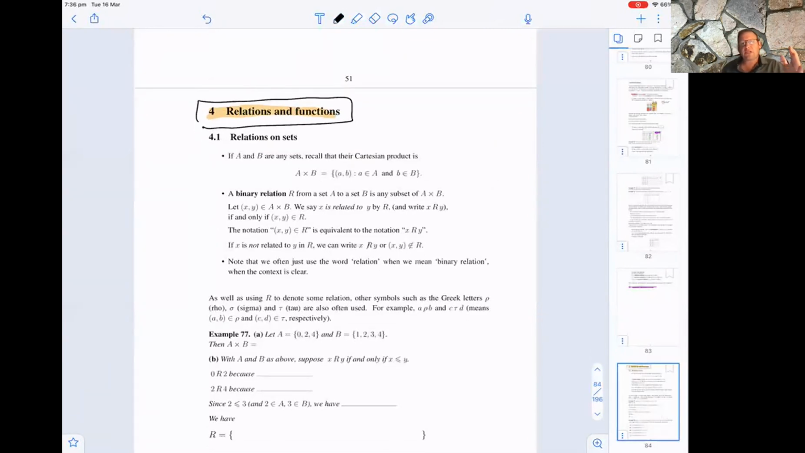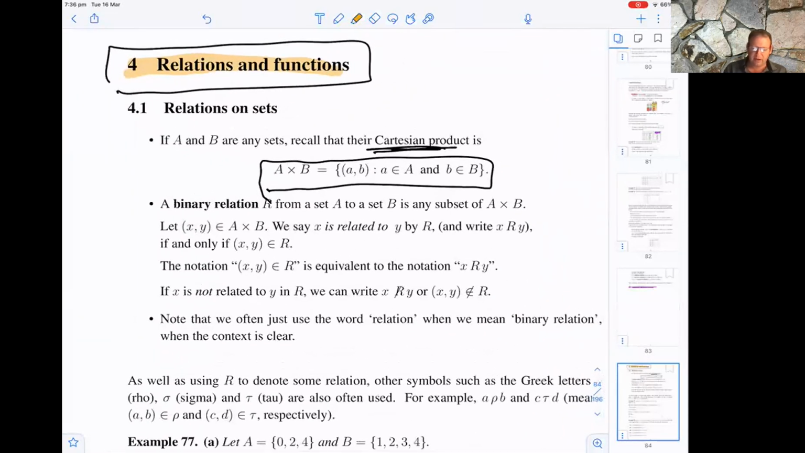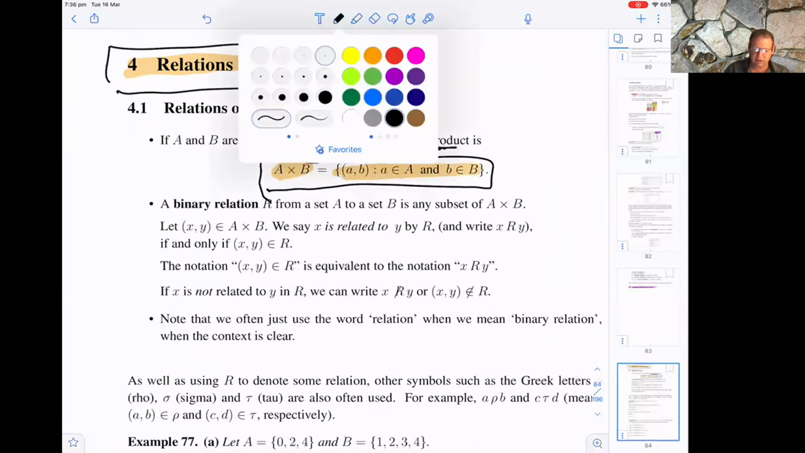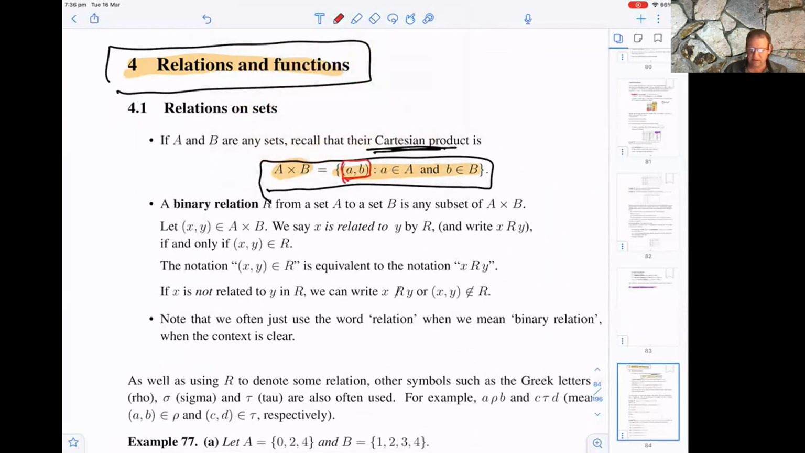The next unit, which is our last discrete math unit, is about relations and functions. So we're starting with a concept that you know already, and that is the Cartesian product. We spoke about the Cartesian product before. The Cartesian product A cross B is the set of all tuples, these ordered pairs here, such that a is in A and b is in B.